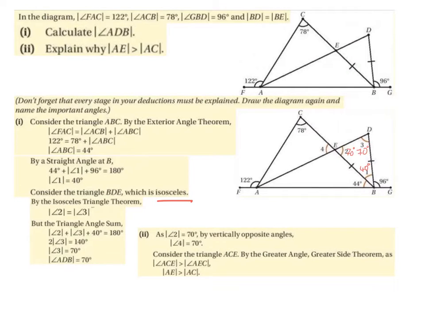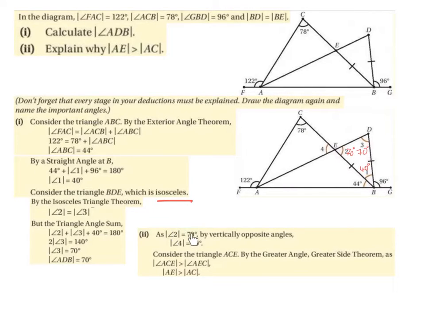So we were asked to calculate angle ADB, and we found it to be 70 degrees. Part 2, explain why the length of AE is greater than the length of AC. So we have to explain why AE is greater than AC.